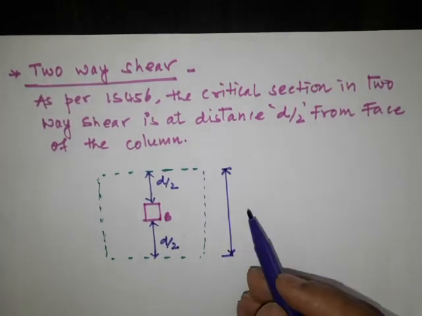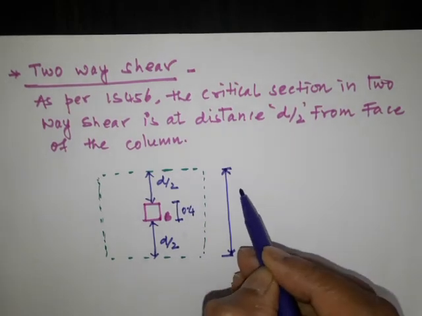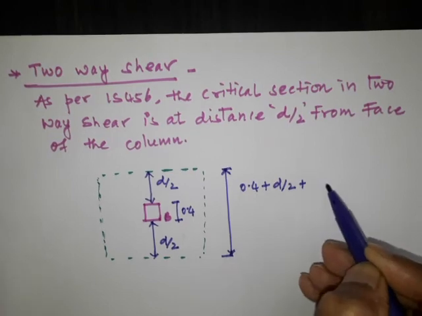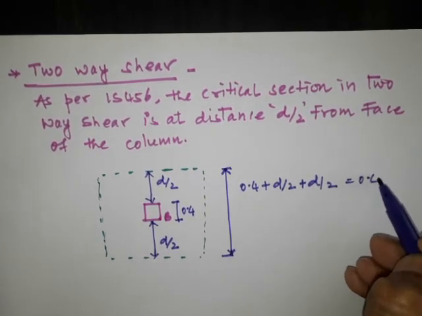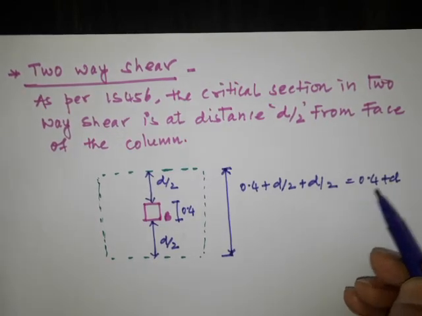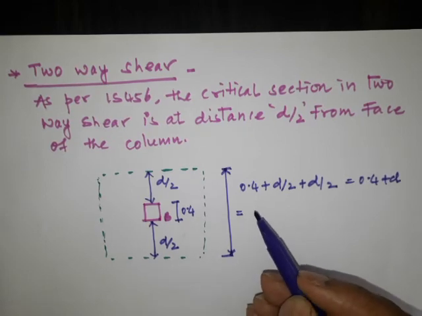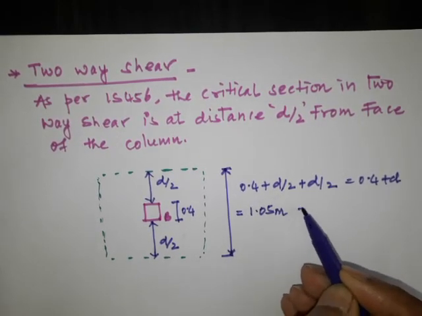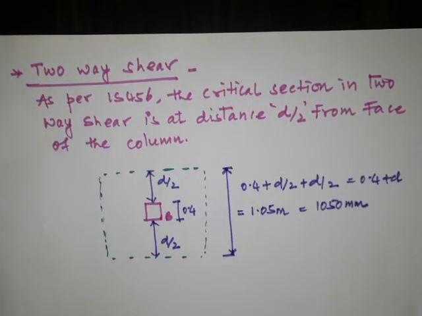The size of the column is 0.4. So if I write it here, 0.4 plus d by 2 plus d by 2. It is nothing but 0.4 plus d. So we will get this distance as 1.05 meter or 1050 mm. Understood? Clear? Okay.